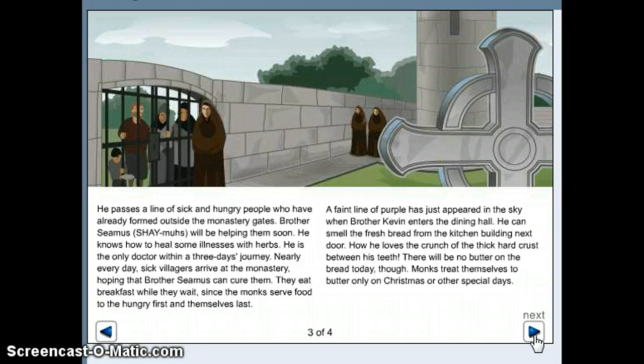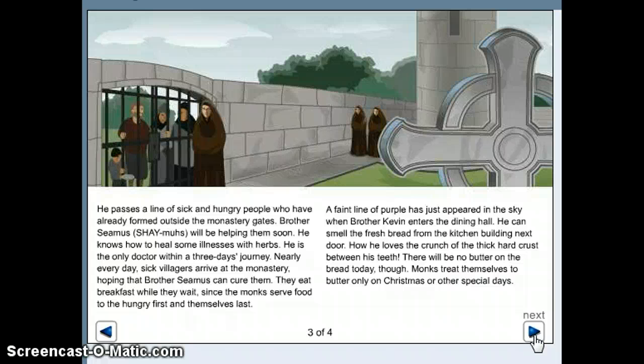So there are the monks. He passes a line of sick and hungry people who have already formed outside the monastery's gates. Brother Seamus will be helping them soon. He knows how to heal illnesses with herbs. He is the only doctor within the 3 days' journey.